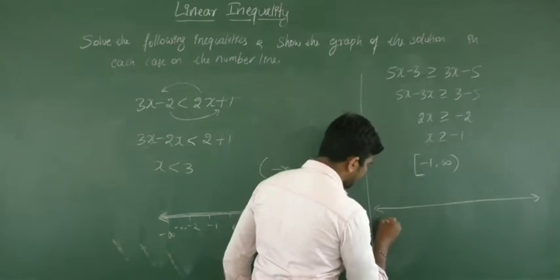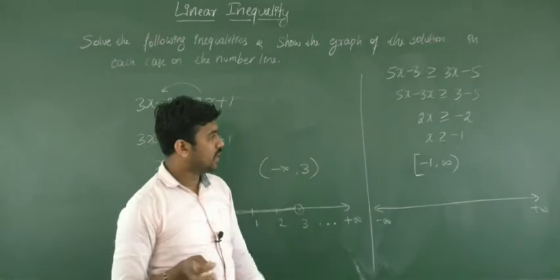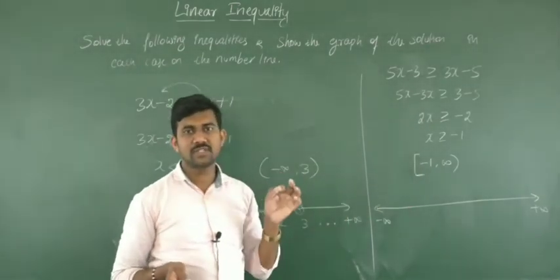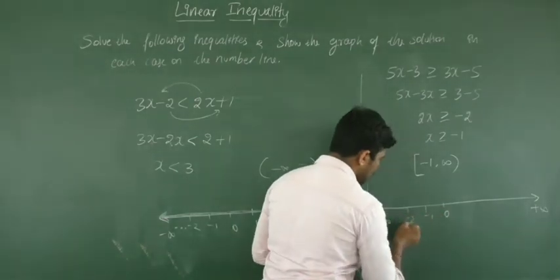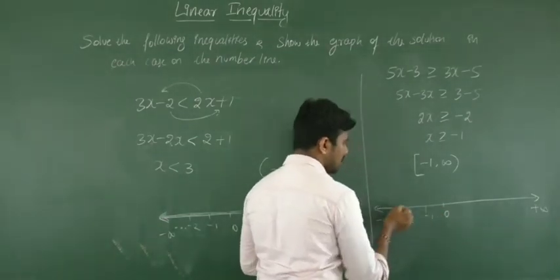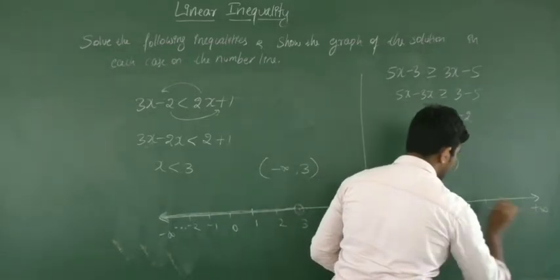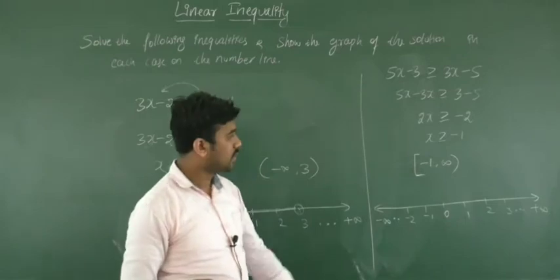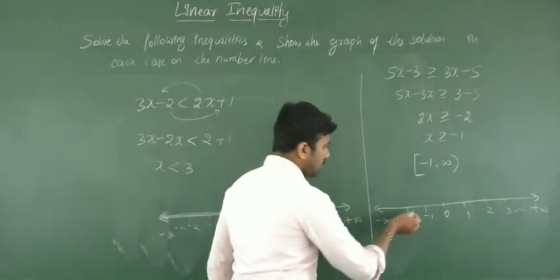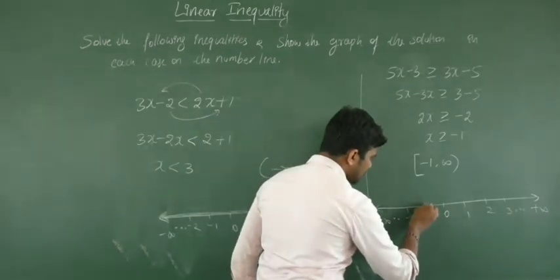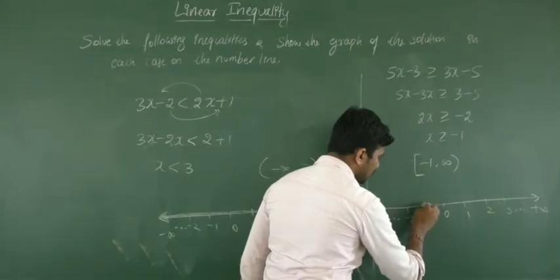So take the graph like this, minus infinity to plus infinity. Now at least the point minus 1 we consider here. So 0, minus 1, minus 2, then consider minus 1 as required here, and 1, 2, 3 and so on increases. So here x is greater than or equal to minus 1. So we have to put a filled circle on the point minus 1.